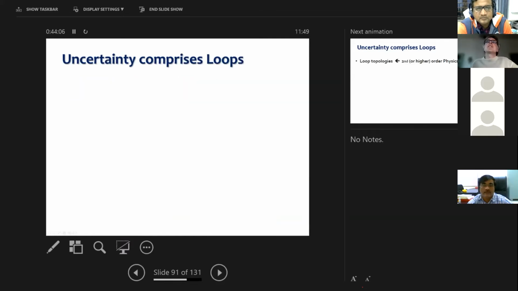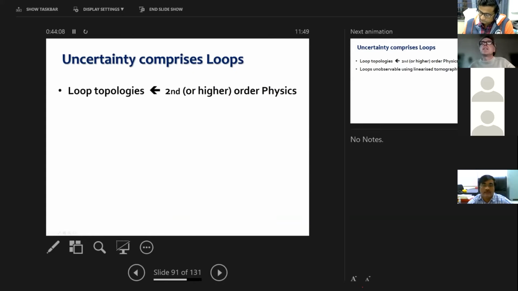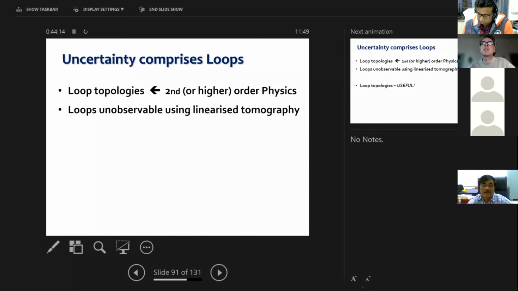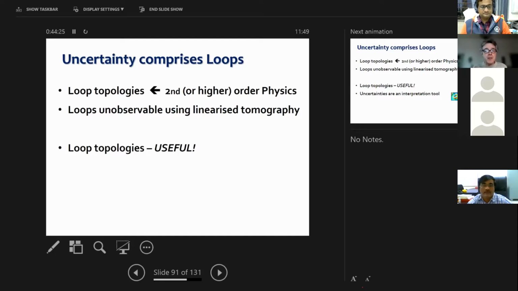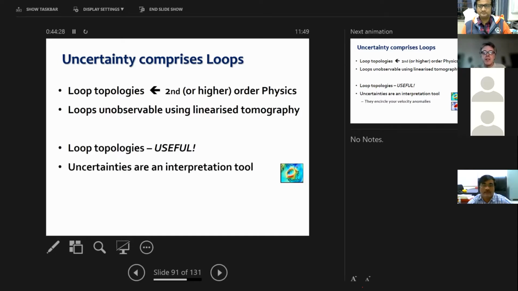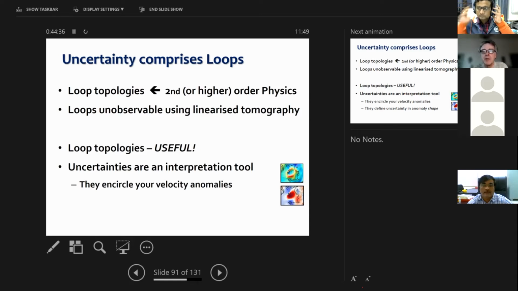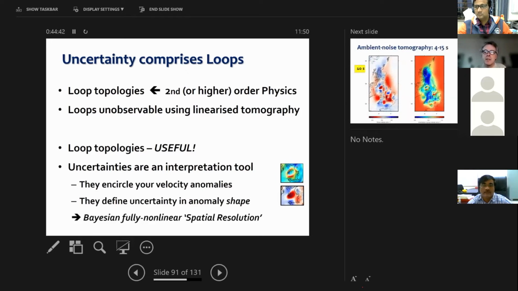To summarize that, the uncertainty seems to comprise loop topologies. They're definitely formed by a higher order physics, not the linear physics, because they're not observable using linearized tomography. What's more, while I gave you a number of reasons why I'm interested in uncertainty at the beginning of the talk, in fact, the loops themselves are useful. They're an interpretation tool. First of all, they encircle the velocity anomalies, but they also describe the uncertainty in the shape. And so really, these are a fully non-linear measure of the spatial resolution of our structures.